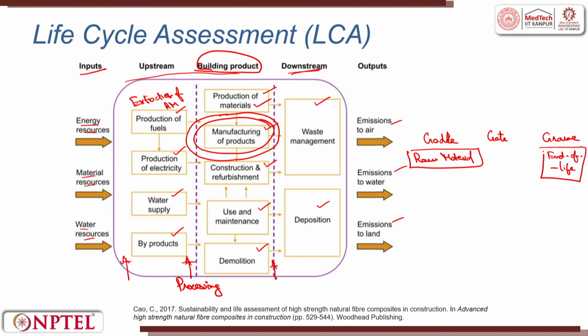End of life, that is disposal. In between we can have production, I will just write production here, or I can have the use. Production is when the product is produced, use is when the product is being used by the user. So these are the gates.